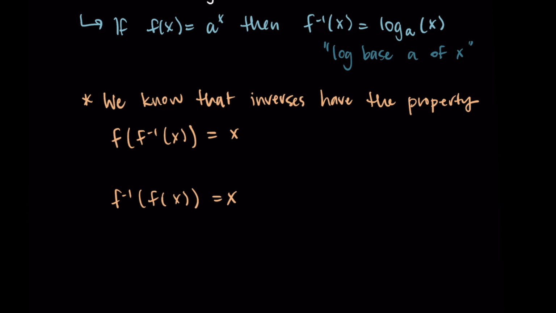So we should be able to do the inverse in both directions, the composition, and just get out x. I'm going to do a little bit of work here to show what that really means. Let's do f of f inverse first. If our function is a to the x, and we're inputting the log base a, this tells us that a to the log base a of x equals x. So anytime you have a to the log base a, all that happens is that x value comes out.